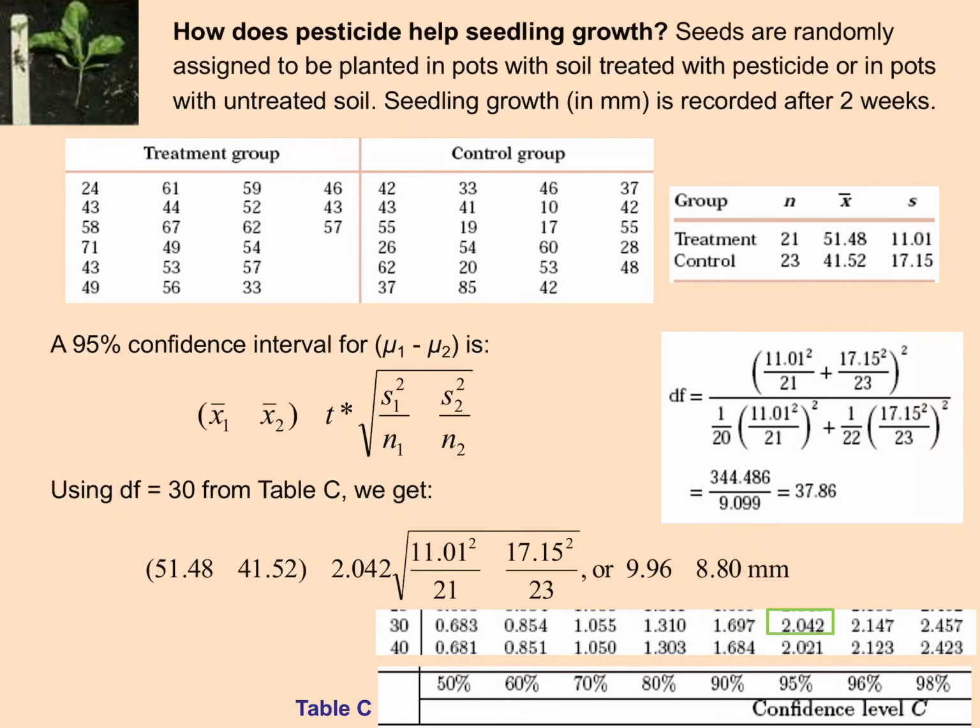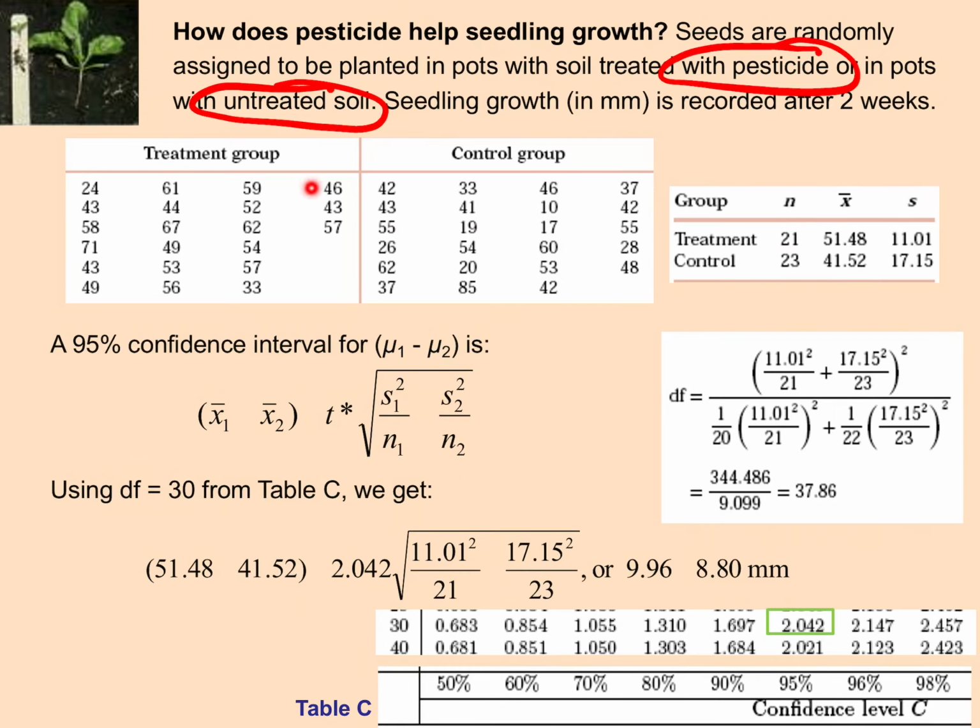Let's take a look at an example of a t-test where we put all this together. The question is, how does pesticide help seedling growth? Seeds are randomly assigned to be planted in pots with soil treated with pesticide or in pots with untreated soil. Seedling growth in millimeters is recorded after 2 weeks. The seedlings planted in pots with soil treated with pesticide are our treatment group. Those in the untreated soil are our control group.